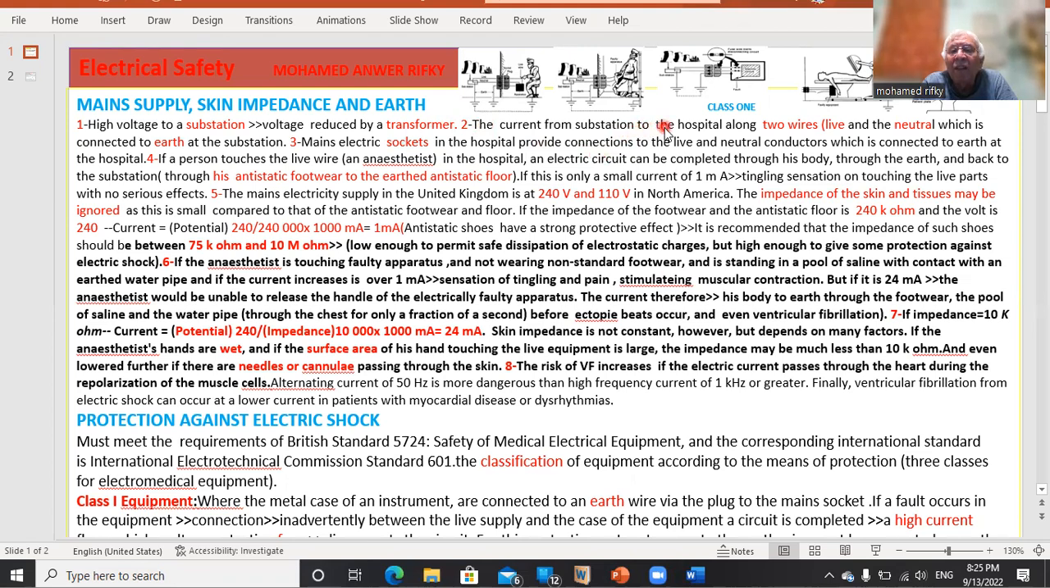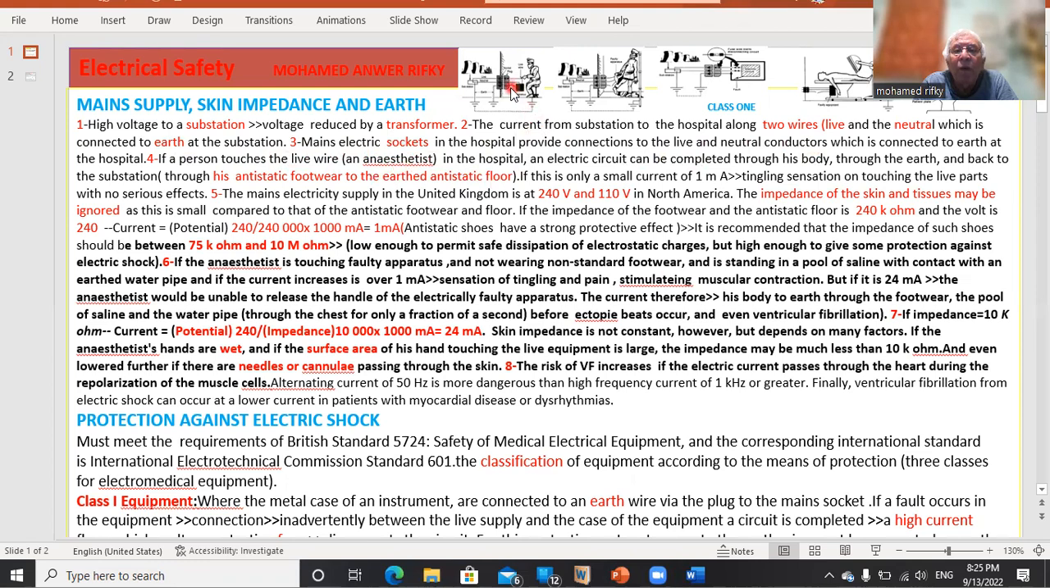So whenever it reaches the hospital, it reaches through 2 wires. We have the live and the neutral wire. This neutral wire is being attached to earth, you see. So the main electrical sockets in the hospital receive these 3 parts.